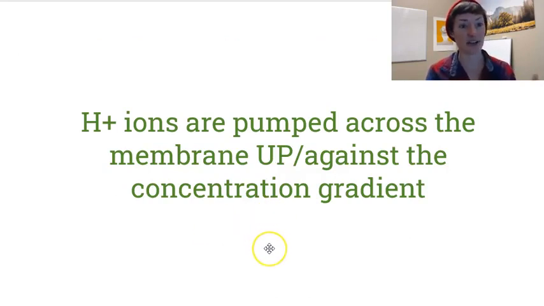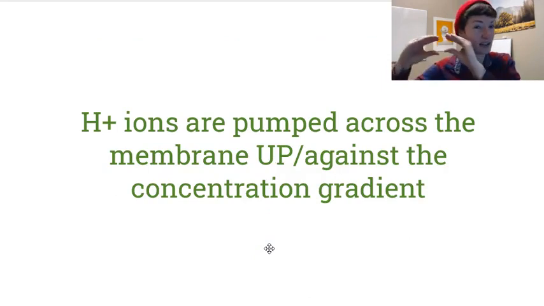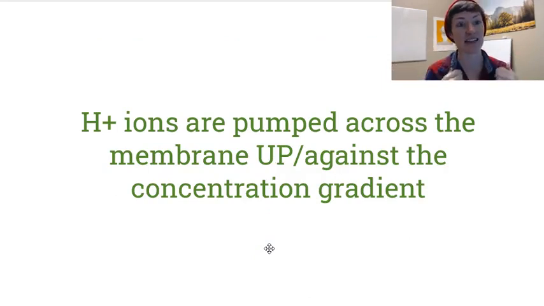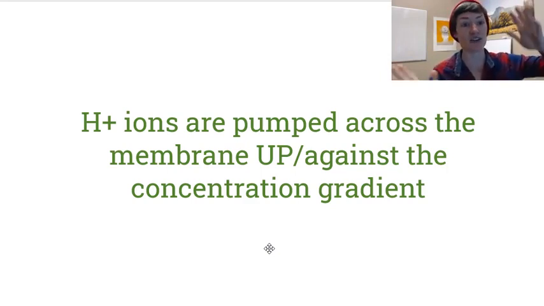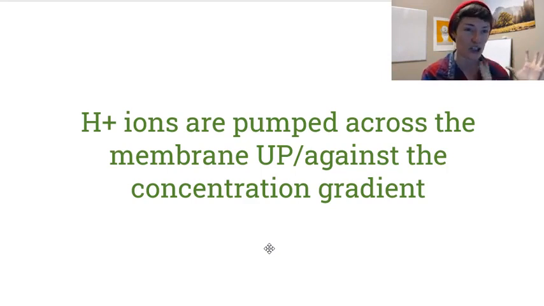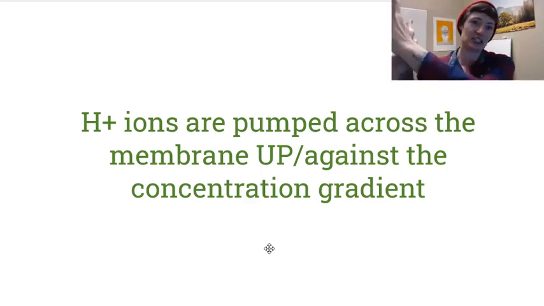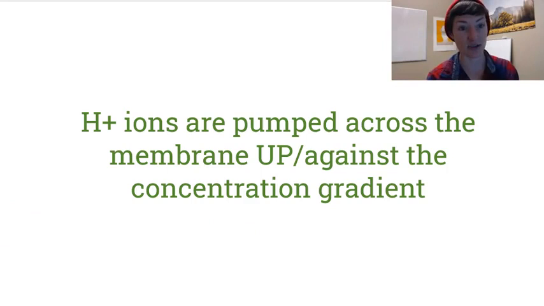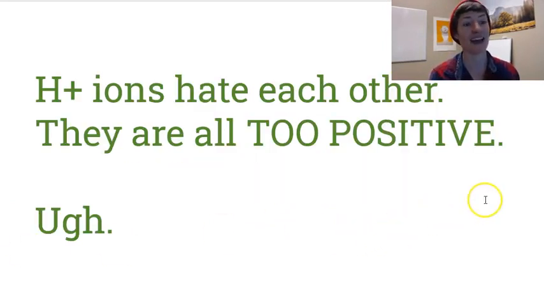Okay, so hydrogen ions are pumped across the membrane into the thylakoid space, a relatively small area, and that is up or against their concentration gradient. So normally things flow from high concentration to low concentration. We are shoving them back the other direction, taking energy to do so. And the hydrogen ions hate it. They're too positive, they don't like it. They really want to get out of there, so much so that it would be a great release of energy to do so.